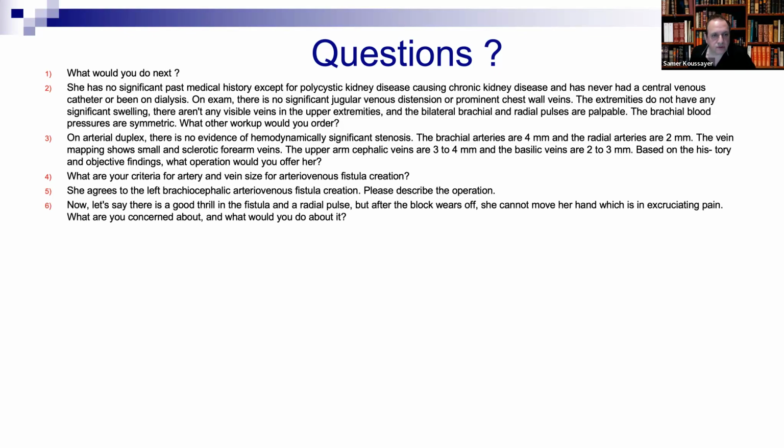Now let's say there's a good thrill in the fistula and radial pulse, but after the block wears off, she cannot move her hand and she has excruciating pain. What are you concerned about? What do you do about it? This is a very common scenario, and it's an important part. So what do you think is going on? Most commonly, patients have ischemic monomelic neuropathy and need ligation of the fistula.